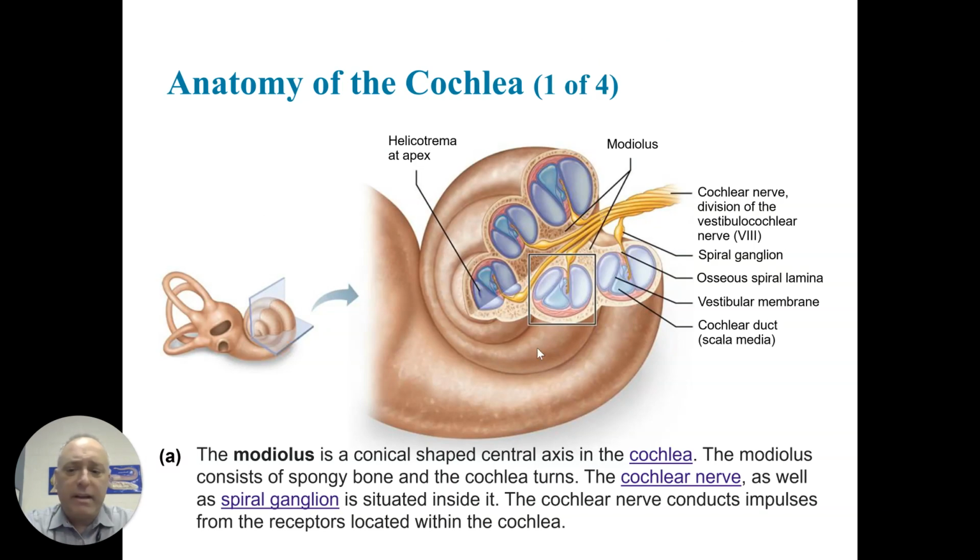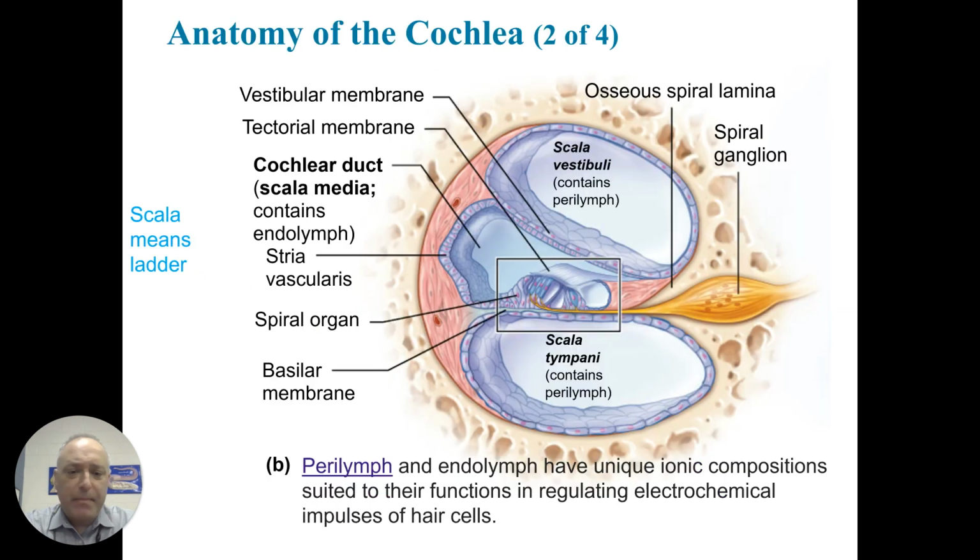Inside the cochlea is the modiolus. It's a conical-shaped central part of the cochlea, and there's some bone in here, as well as the cochlear nerve. And if we zoom a little closer, we can see these chambers contain fluid called endolymph. So the cochlear duct, or the scala media, contains endolymph, and this endolymph moves as the body is moved.